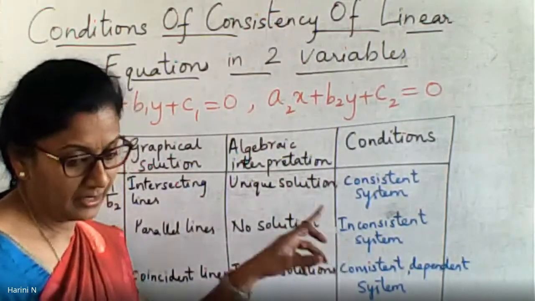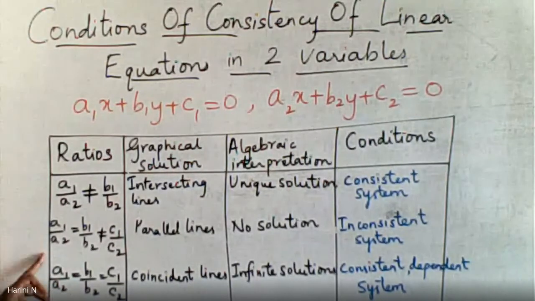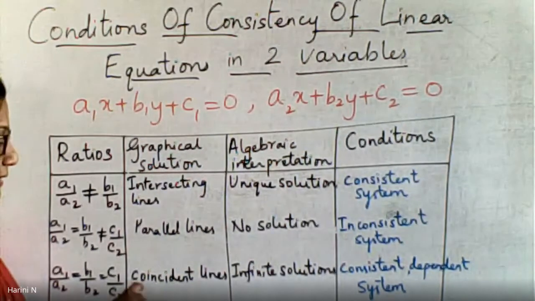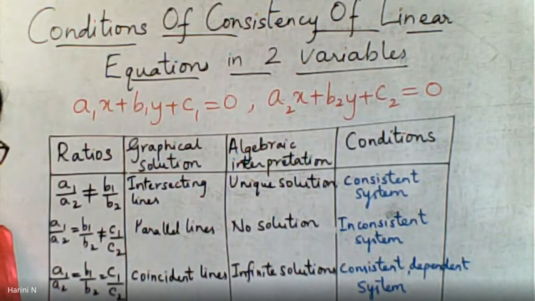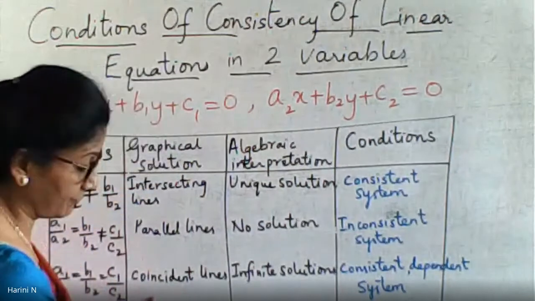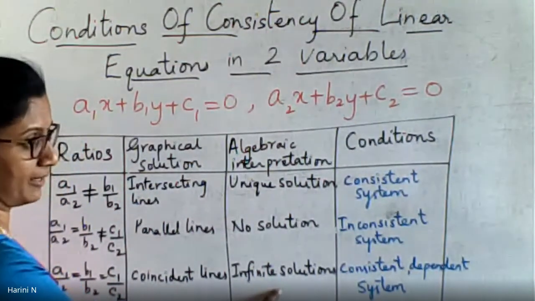Alright? Then the third condition. If all the three ratios, that is A1 by A2, B1 by B2 and C1 by C2, are all equal to each other, then you can decide that what you are going to get is the coincident lines or the overlapping lines. Once you know that the lines have become coincident or overlapping, there are infinite solutions, as we have decided graphically.